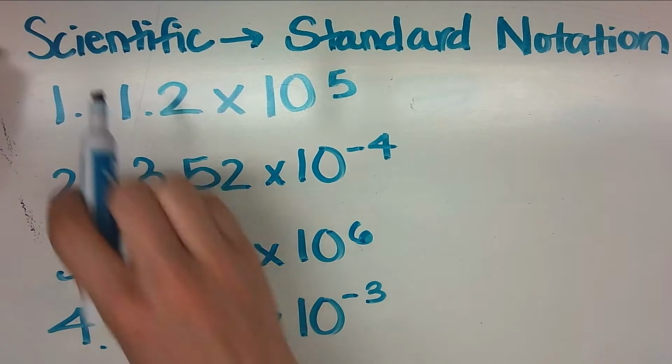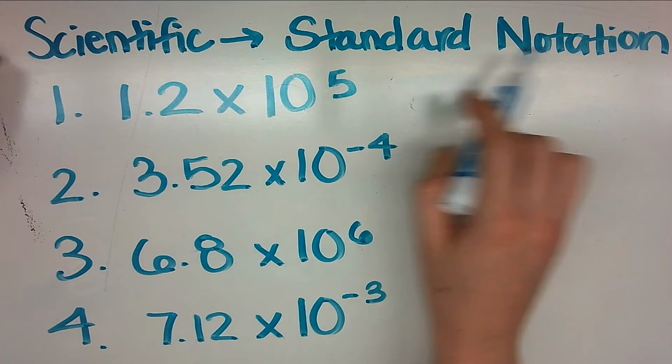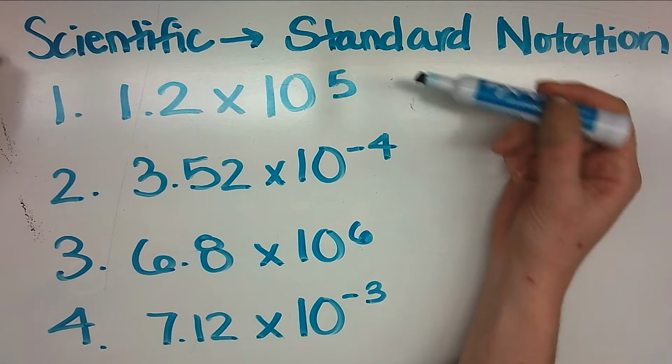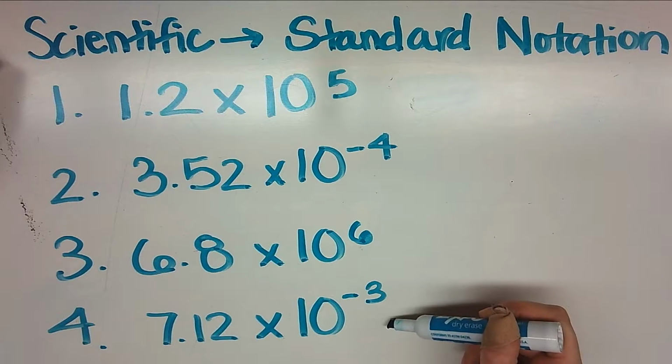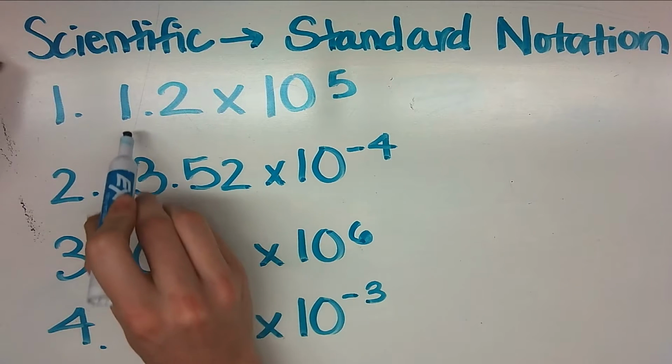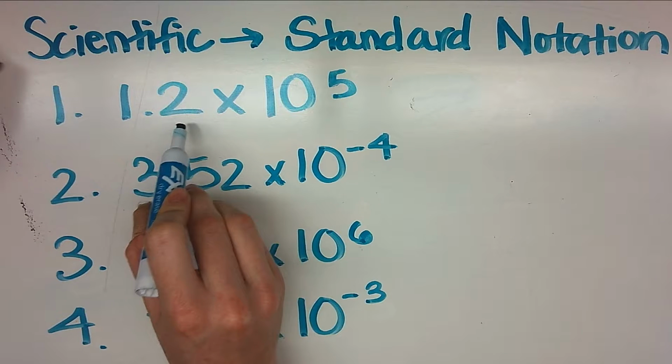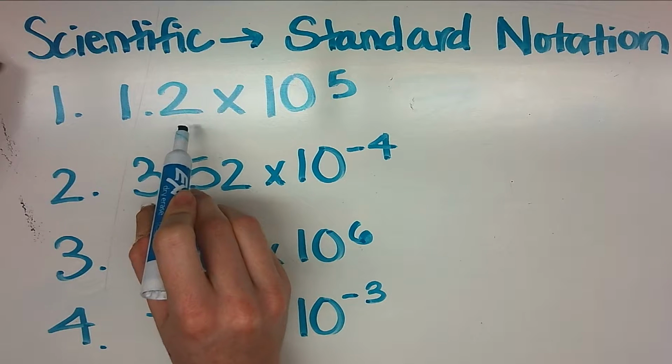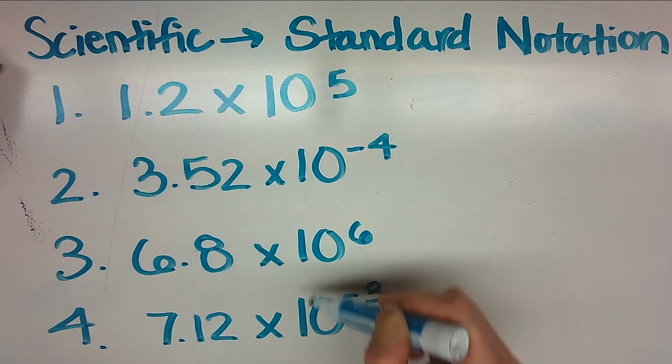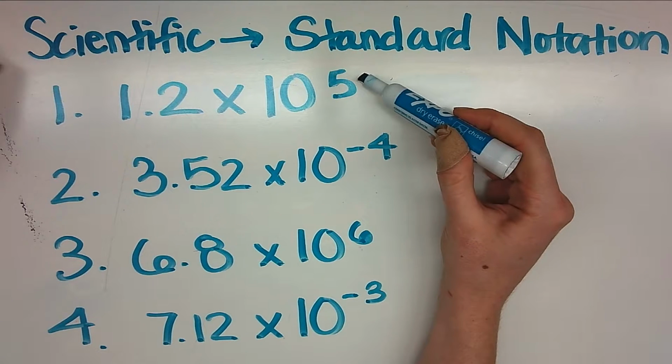Welcome to today's tutorial on going from scientific to standard notation. I have 4 different numbers that are written out in scientific notation. Each has a coefficient between 1 and 10. Remember, it cannot equal 10. Then they have times 10 to an exponent.